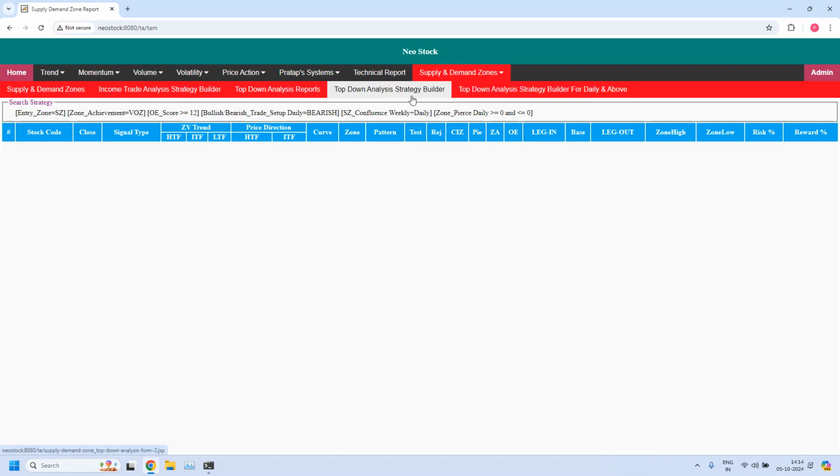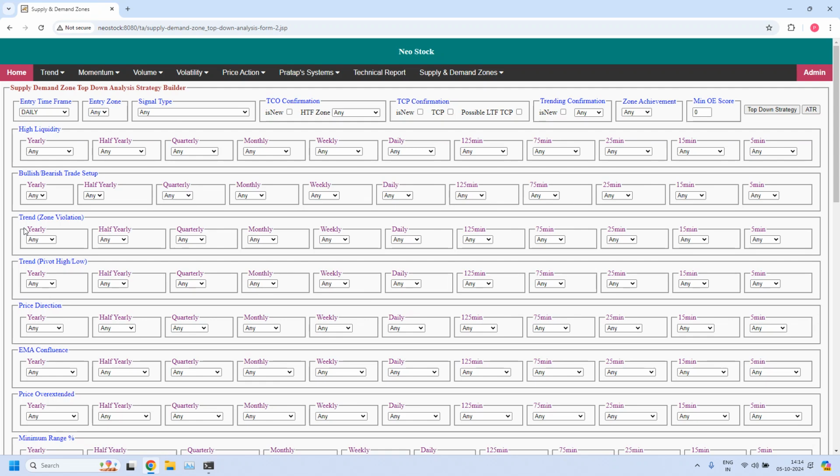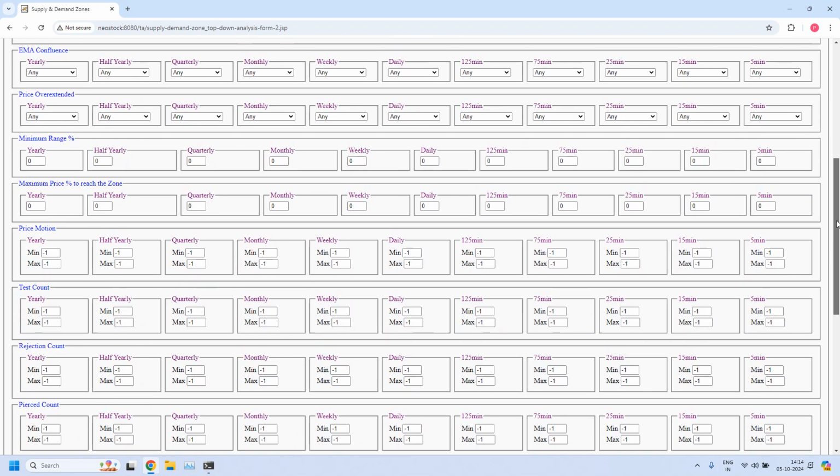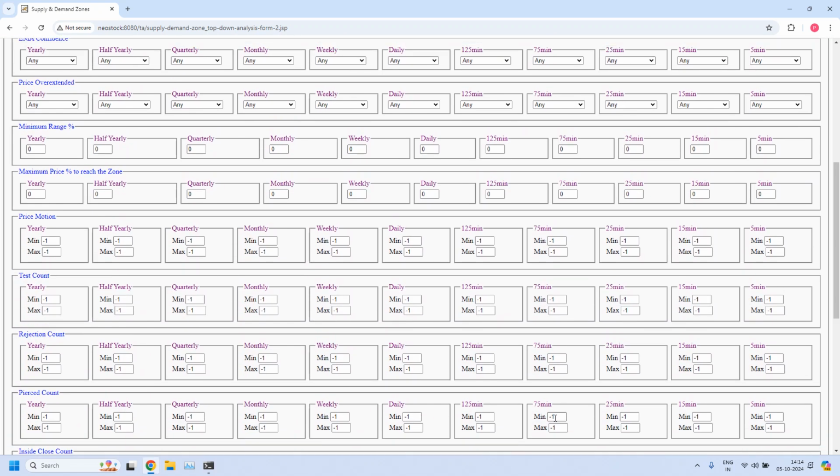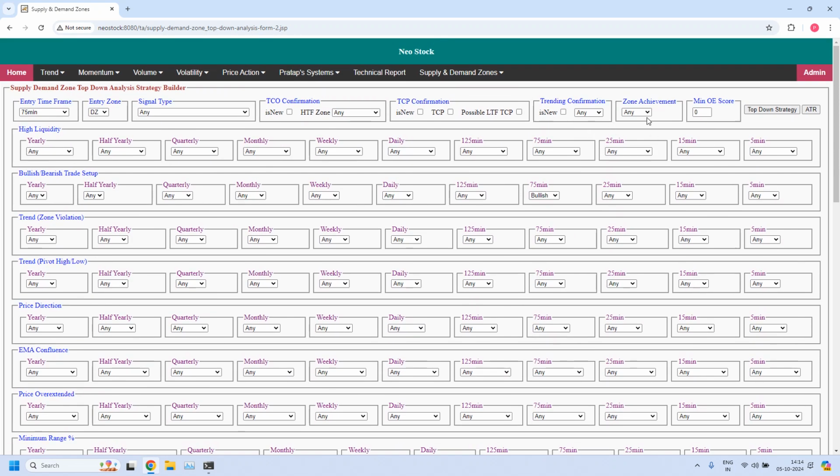Okay, next, let us look for a weekly income trade, bullish trade setup, entry time frame 75 minutes, entry zone is demand zone. In bullish or bearish trade setup at 75 minutes time frame, I am selecting bullish, and the 75 minutes demand zone should not be pierced. So in the pierced count at 75 minutes time frame, that is entry time frame, setting minimum value 0, maximum value 0, that means zone is not pierced.